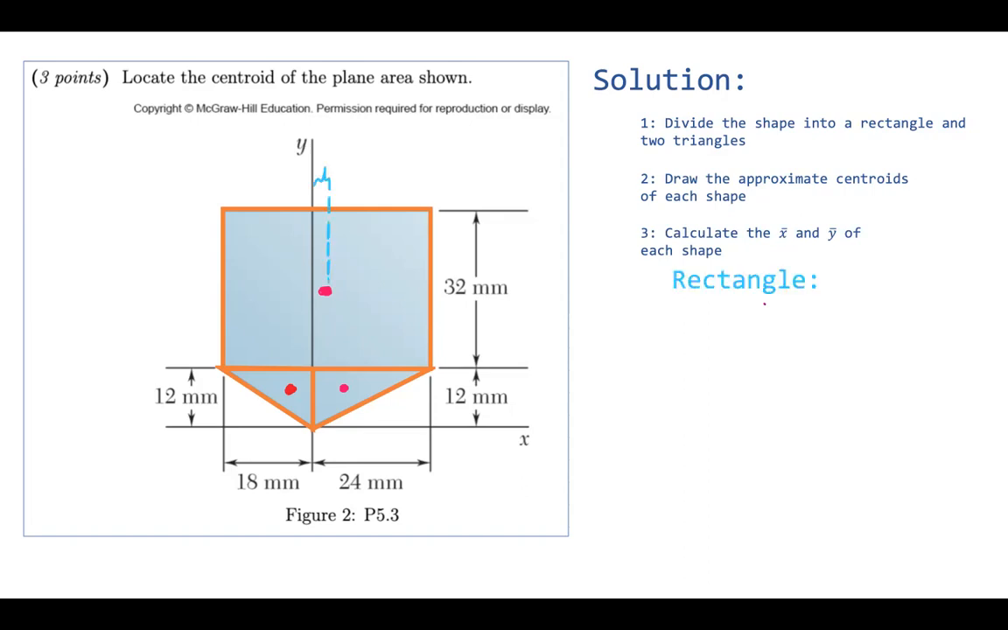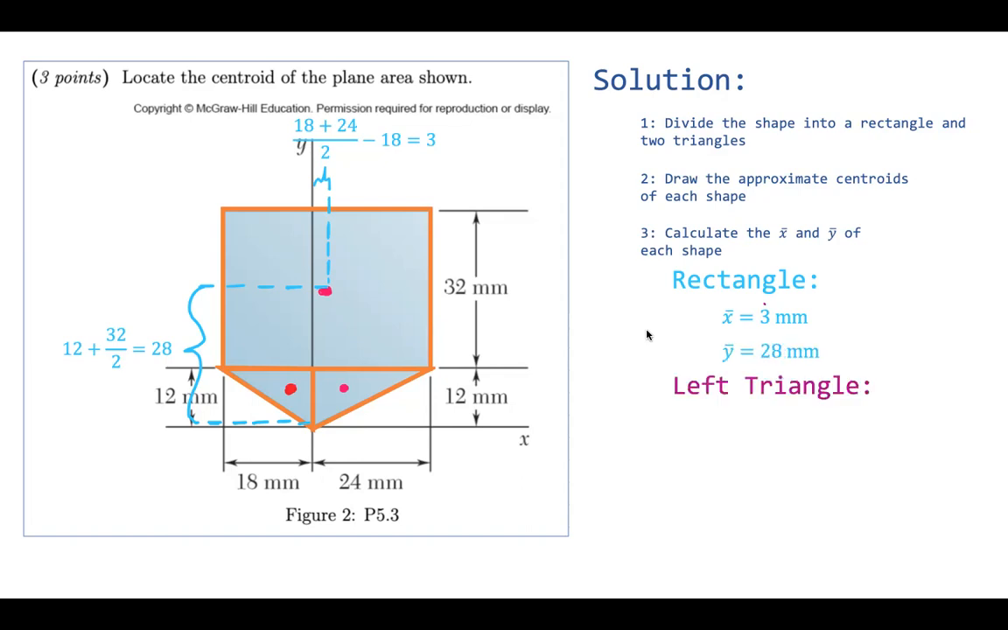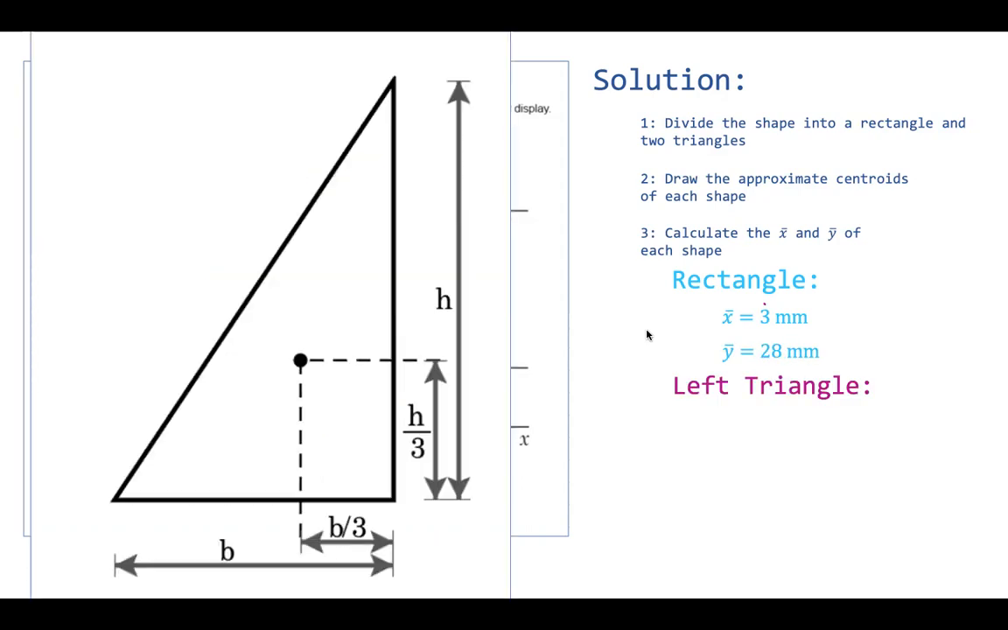For the rectangle, we have that the distance over here is equal to 18 plus 24 divided by 2 minus 18. So that is the distance from the origin, remember. X is positive 3 millimeters to the right of the origin. For the y coordinate, from the origin, the distance is 12 millimeters plus 32 divided by 2, which is 28 millimeters.